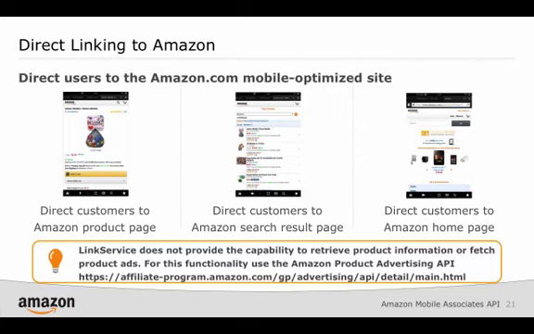The link service allows you to direct customers to a specific product page, a search results page, or the Amazon homepage. You specify the type of page you want to open, and the link service takes care of the formation of the URL with your associates tag and opening the link in a browser.